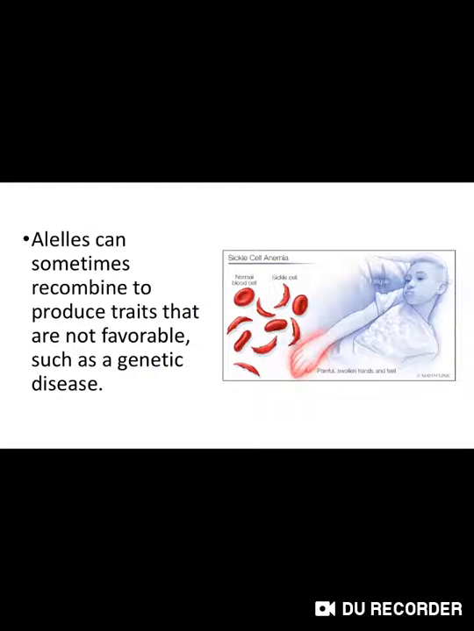Alleles can sometimes recombine to produce traits that are not favorable, such as a genetic disease. One of these examples is sickle cell anemia, where your red blood cells have a different shape from normal blood cells. They look like sickle cells. This is where the name comes from.